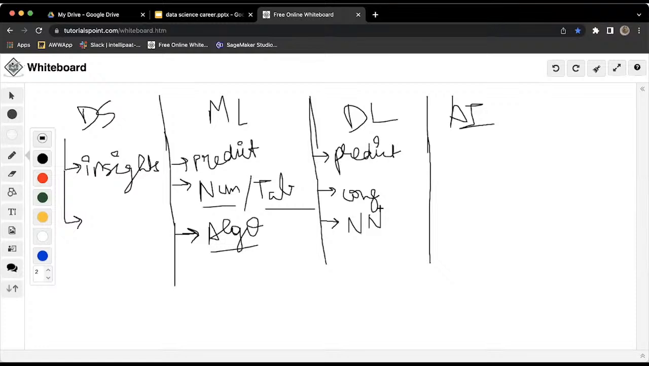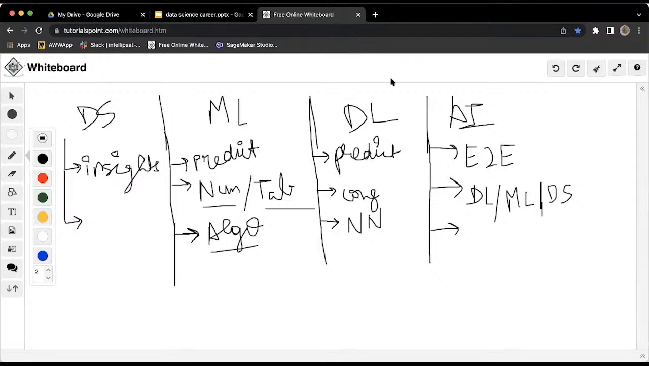And now we're going to talk about AI. What is AI then? We have done everything, right? From calculating insights to predicting. AI is an end-to-end product. When you make an E2E product, that product is called an AI-enabled, artificially intelligent product. Now, this product can use multiple deep learning algorithms. It can use machine learning algorithms. It can use data science. It can sometimes use static code also, right? But when you make an end-to-end product, that product is called an artificially intelligent product.